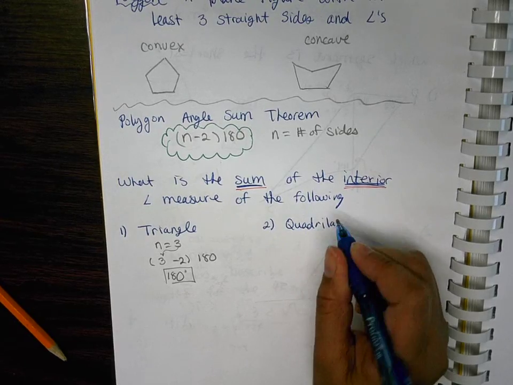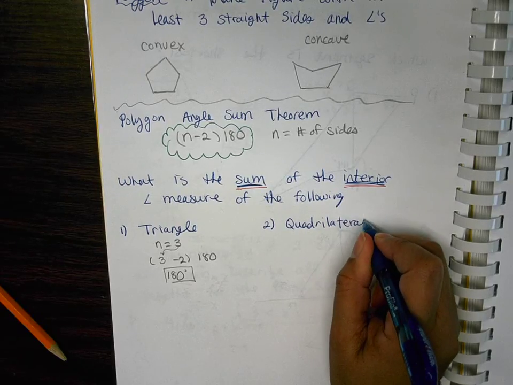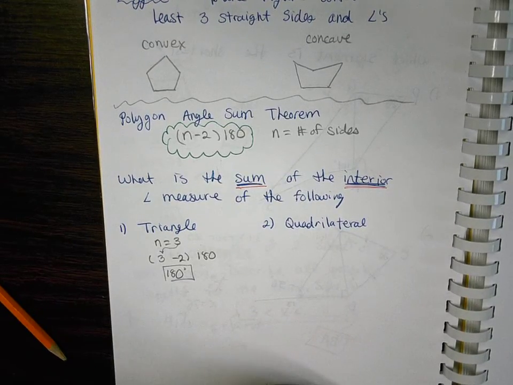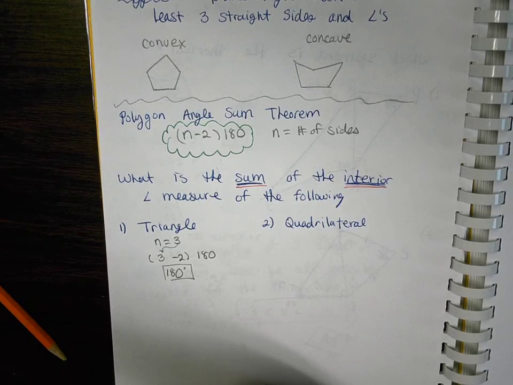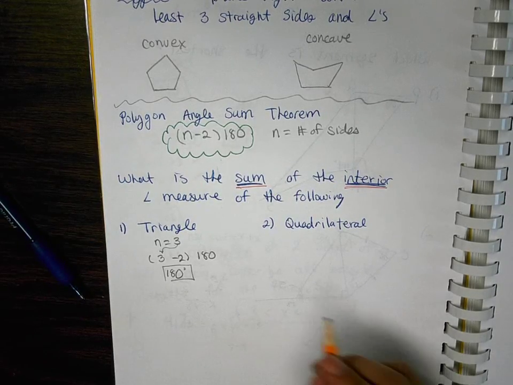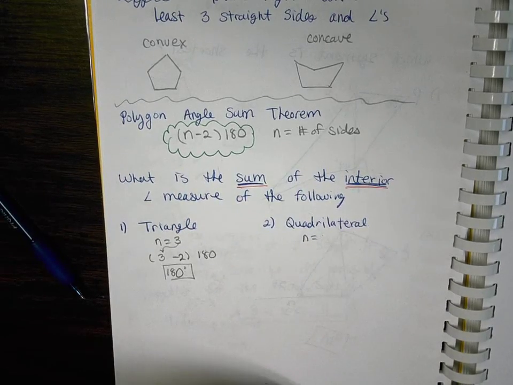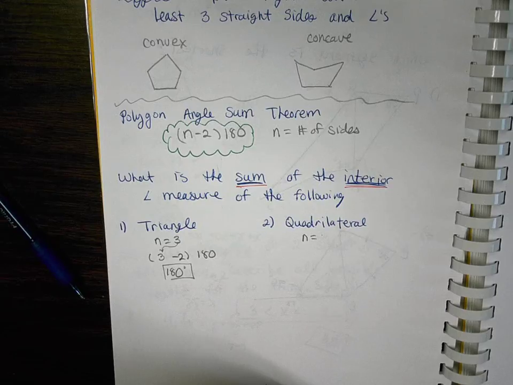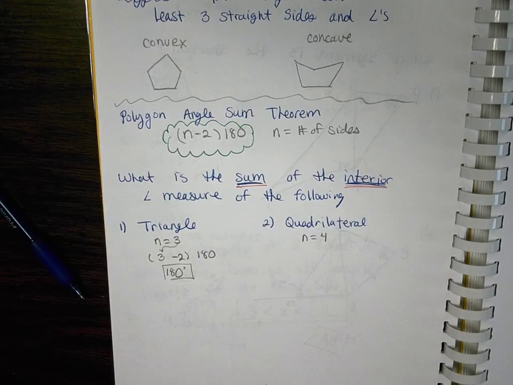Does anybody remember from last year a quadrilateral? 360. Quadrilateral, okay, I didn't finish the question. A quadrilateral has 4 sides, but what's the sum of the interior? And one of you said it, 360. Okay, what is N for a quadrilateral? You're a step ahead of me. 4, because the pentagon is 5 and that's the next one. So a quadrilateral is 4.